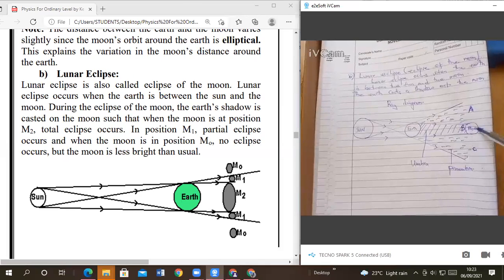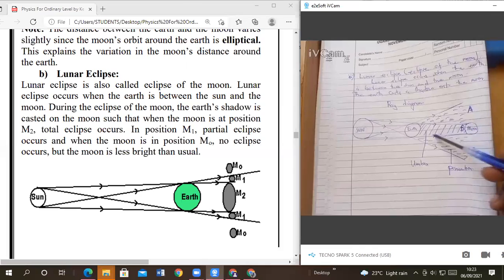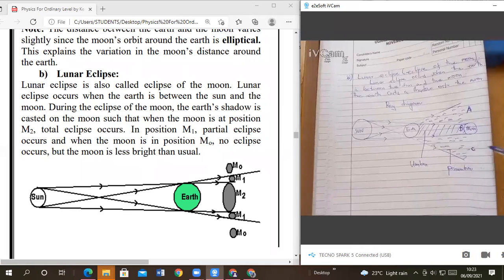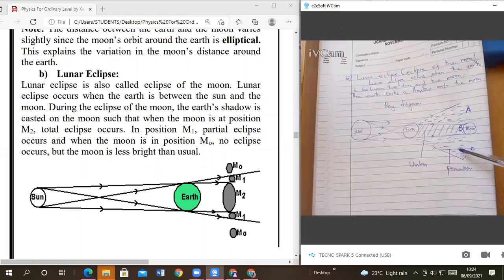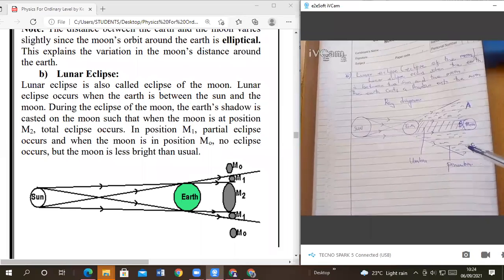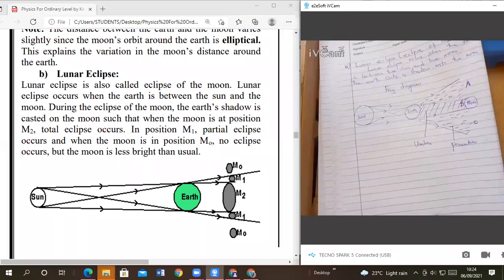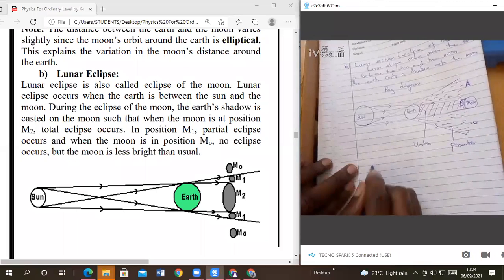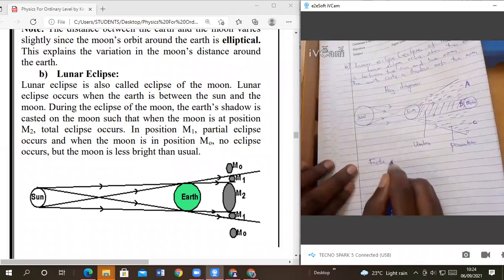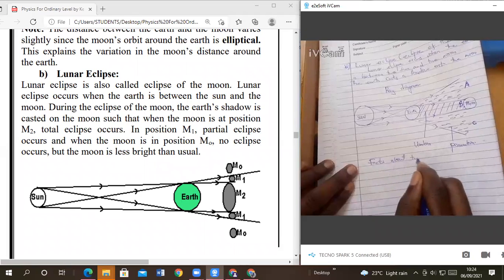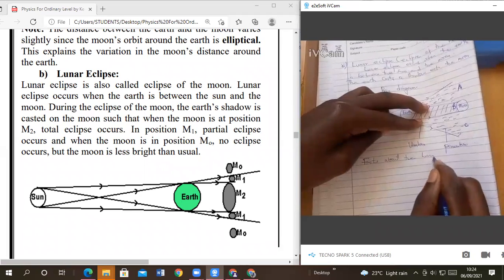Now, if you are in position B, there will be total darkness. Then also in region C, there will be partial darkness. Members, are we together? Yes. That's how the eclipse of the moon is formed. So it's the earth which is in the middle. Now let's put some facts down. Facts about the lunar eclipse.